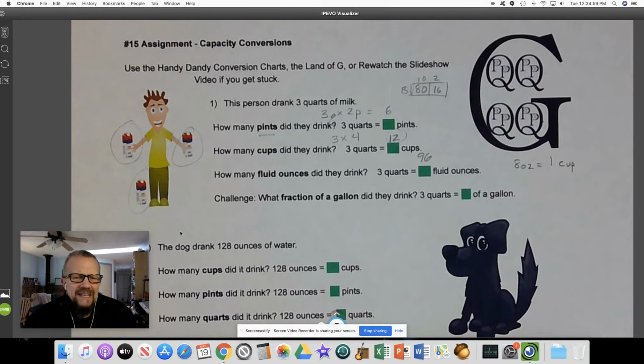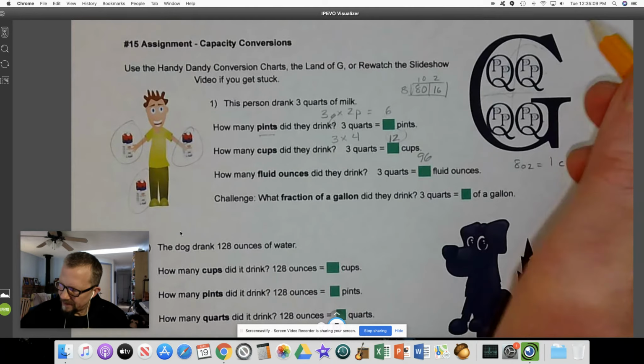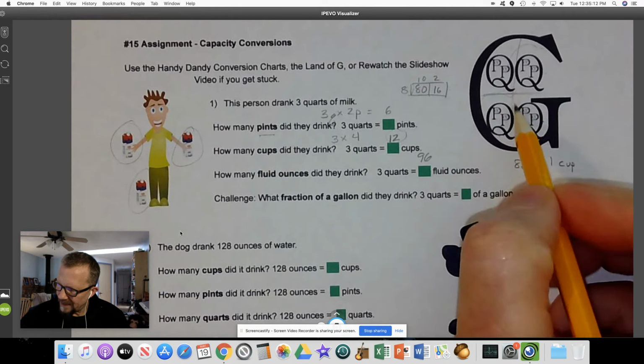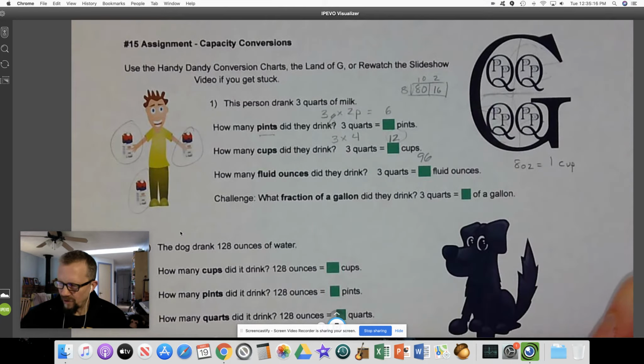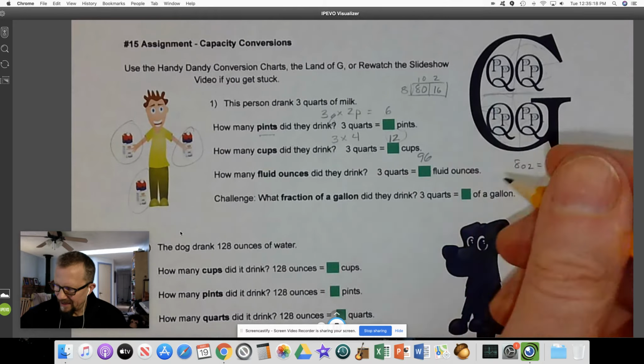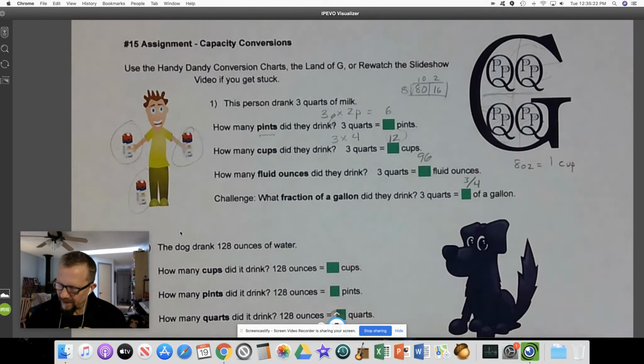And then the last one is kind of a challenge one. What fraction of a gallon did they drink? And they drank the 3 quarts. So the 3 quarts, 1, 2, 3, if we break this into 4 pieces, and we've got 1, 2, 3 of those 4 quarts we need, we can see that it's 3 quarts out of the 4 quarts we need to make a full gallon. So 3/4 of a gallon.